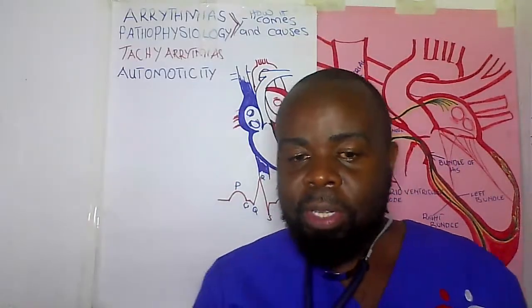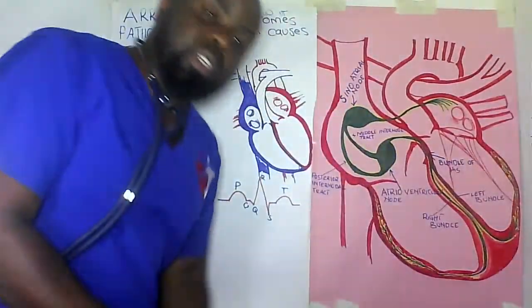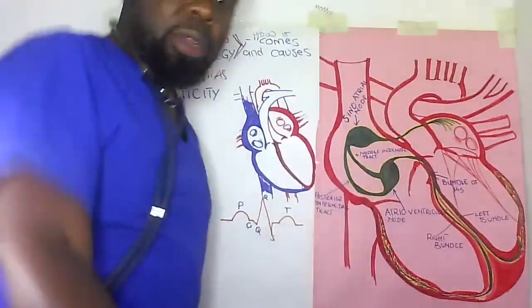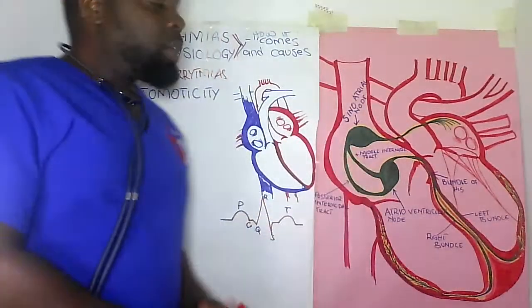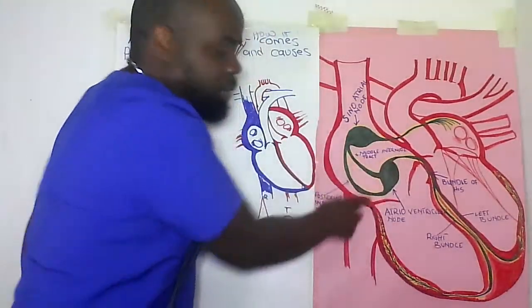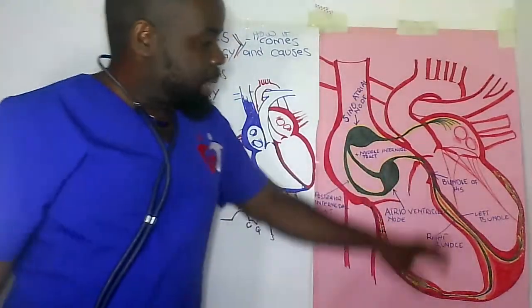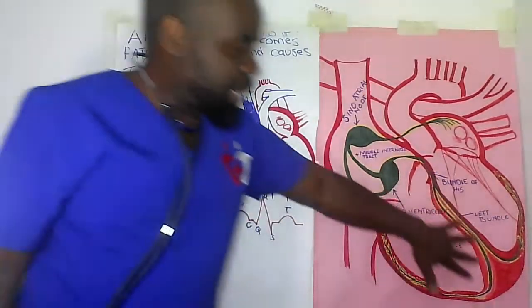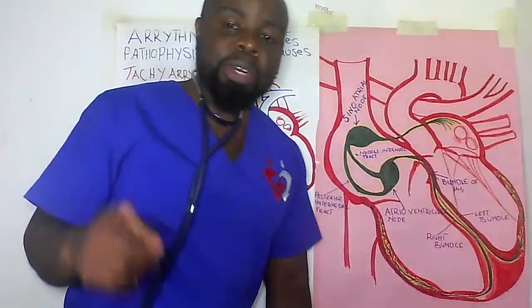We talked about the normal conduction system of the heart. What did we say about the normal conduction system? It starts from the SA node to the internodal pathway, then to the atrioventricular node, then to the bundle of His down there, and then it excites. And then the most important thing we talked about yesterday was this.